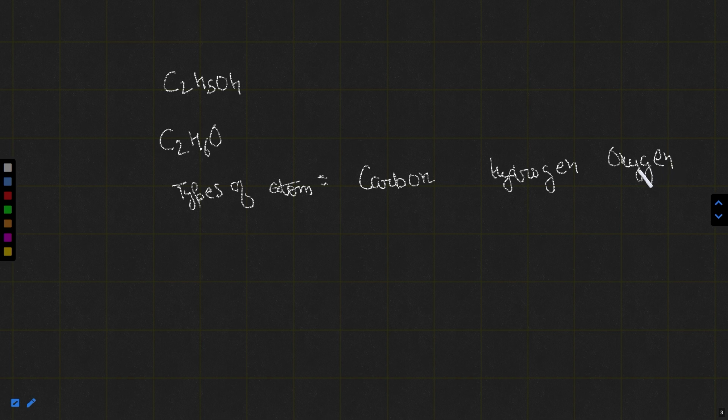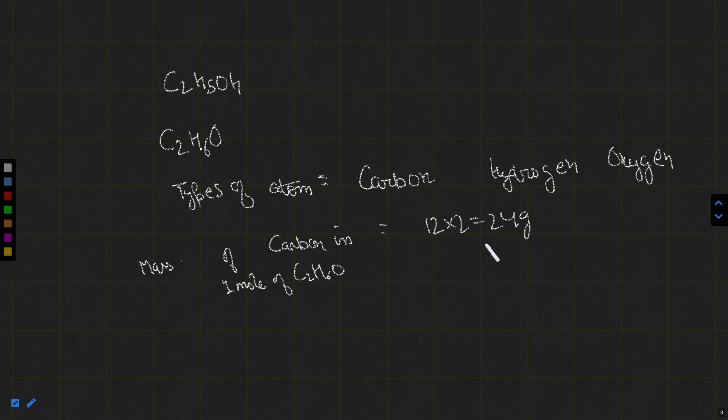Now let us calculate the mass percentage of each of these. First of all, the mass percent of carbon. Let us first calculate the mass of carbon in 1 mole of C2H6O. Two carbons are present and each carbon atom has a molar mass of 12. So 12 into 2 is 24 grams. So in 1 mole of C2H6O, 24 grams of carbon is present.